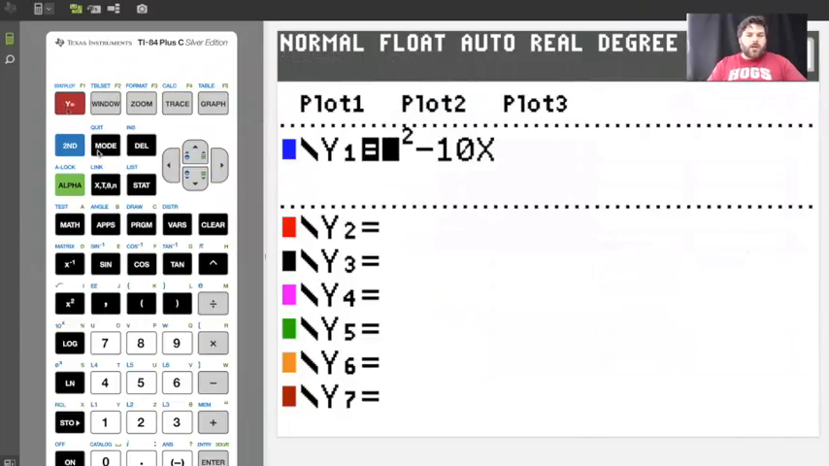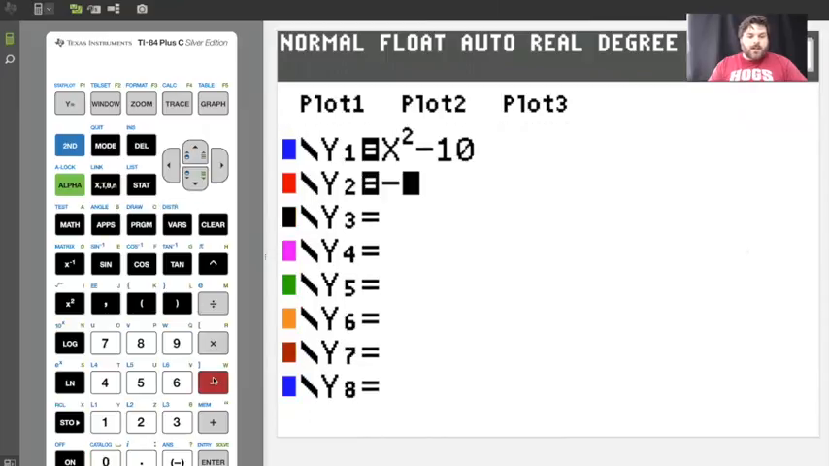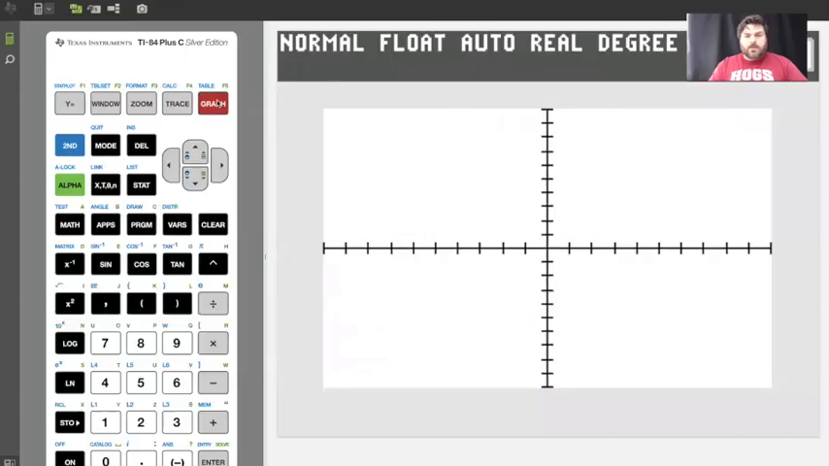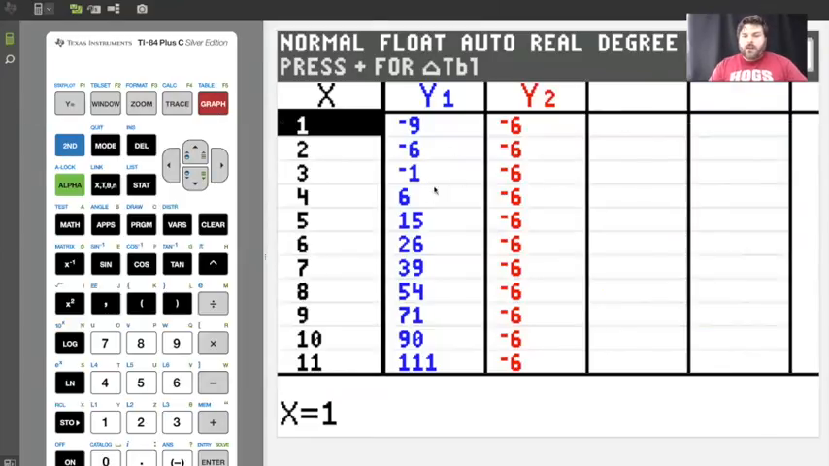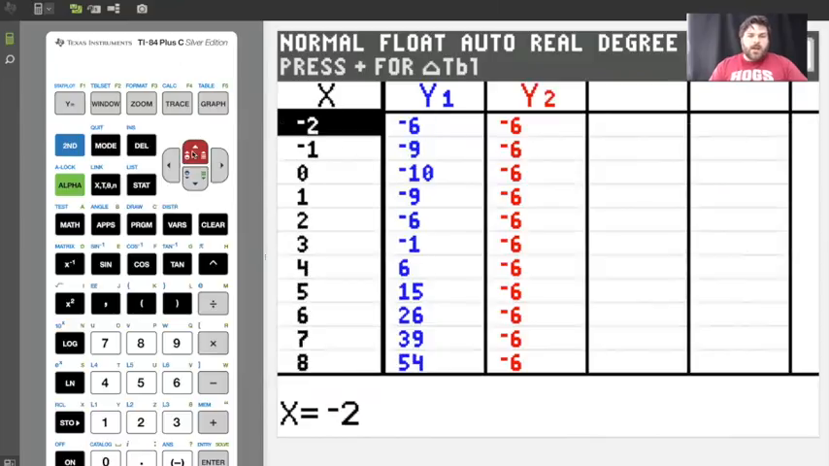Just to make sure you really get this, graph the left side, x squared minus 10. Graph the right side, negative 6. Boom, boom. They intersect right here at negative 2 and over here at positive 2. You can see that from the table. See the y values are equal at 2. They're both negative 6. And at negative 2, they're both negative 6.